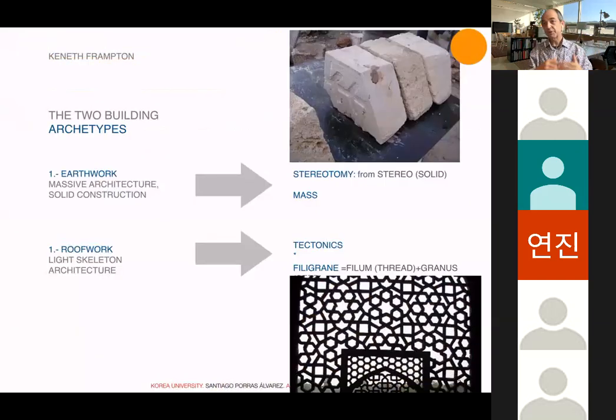You remember, because you studied, that we have two building archetypes, earthwork and roof work. I will not elaborate on it. This is just a reminder. These are six terms that you will hear all the time. And masonry applies mostly to the earthwork, stereotomy, or the massive construction.